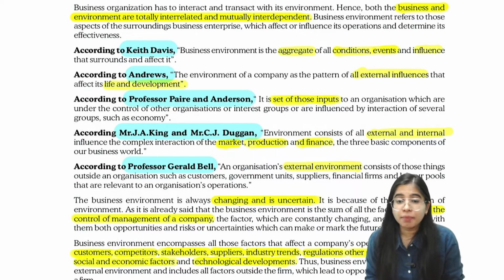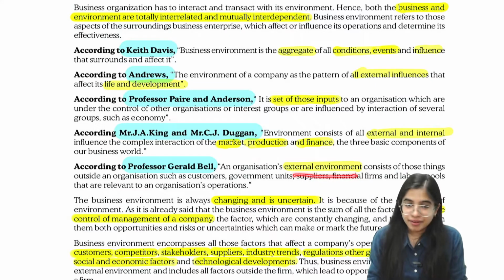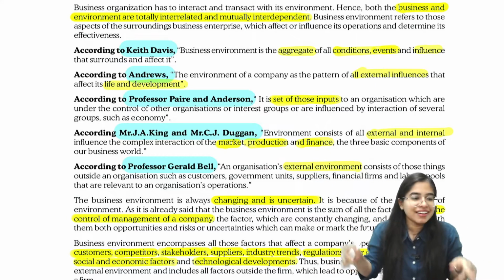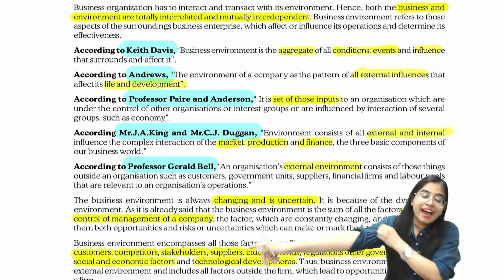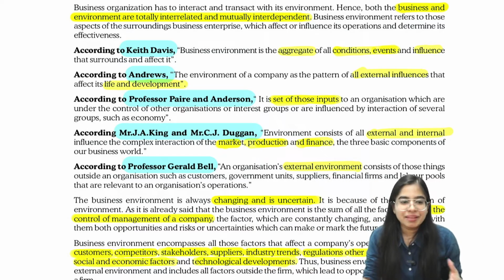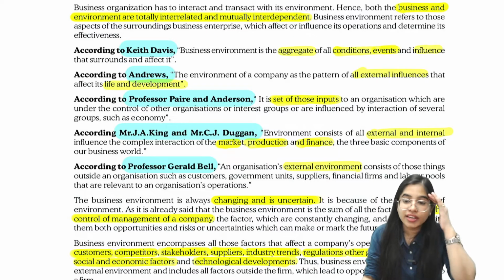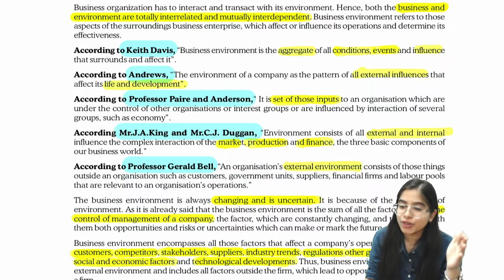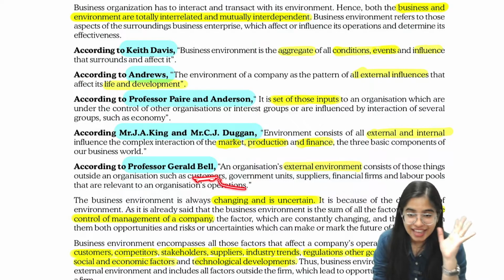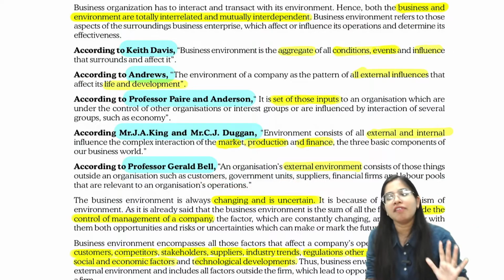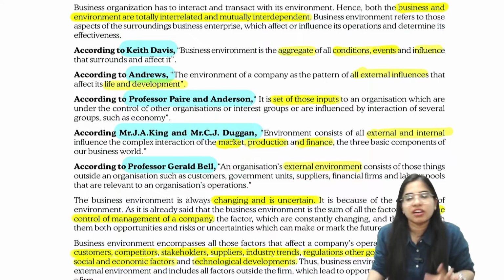Last definition is given by Professor Gerald Bell. Bell is actually a bell. Bell basically means buffalo; in Hindi we say bell. And informally, if anybody is stupid, not very intelligent, or lacks common sense, we say, are you bell, are you buffalo? So here, he is actually a buffalo. He has not given the definition of environment, sir. He has given the definition of external environment.